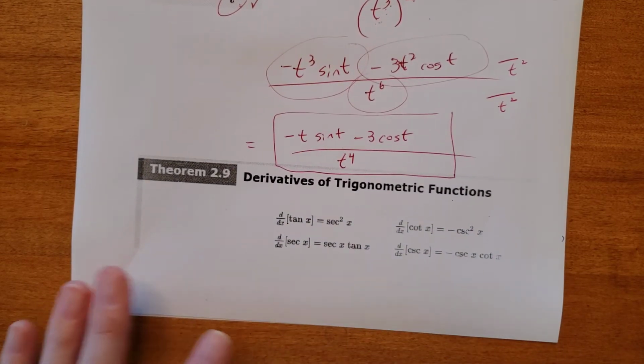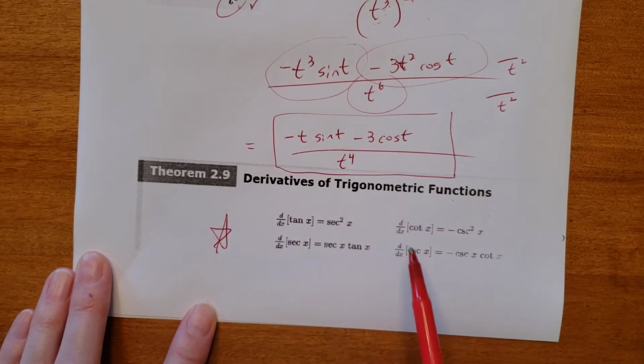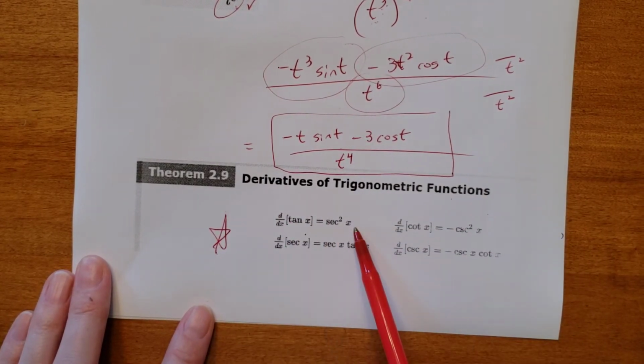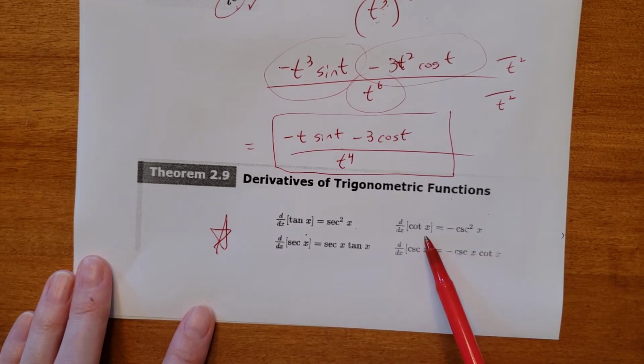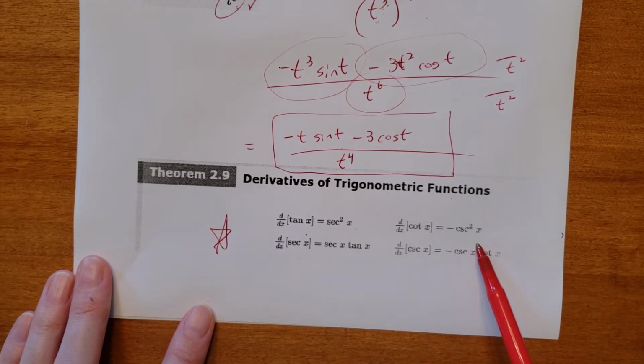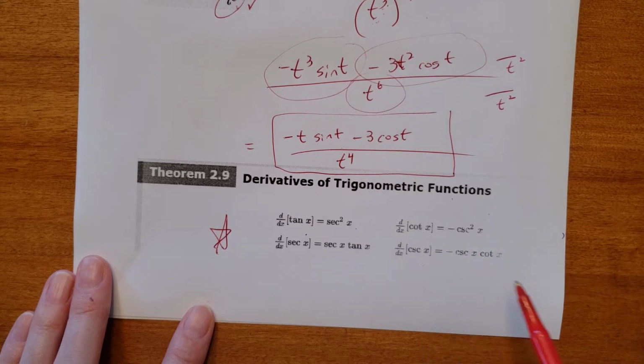All right, and here's some more rules you can make flashcards over. The derivative of tangent is secant squared. The derivative of secant is secant tangent. And the derivative of cotangent is negative cosecant squared. And the derivative of cosecant is negative cosecant cotangent.